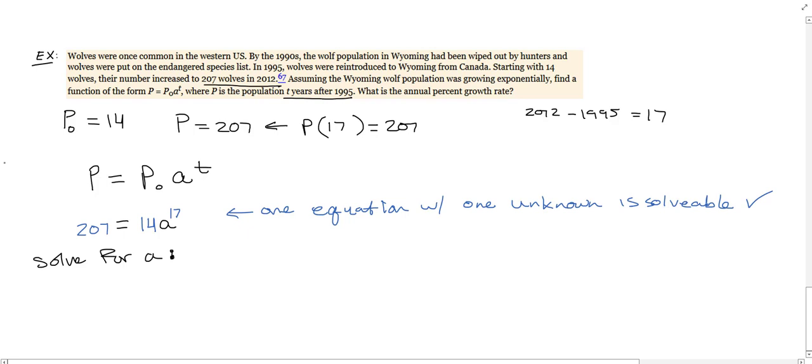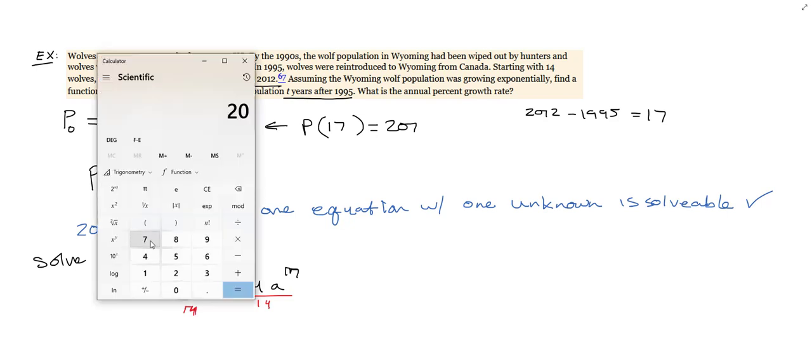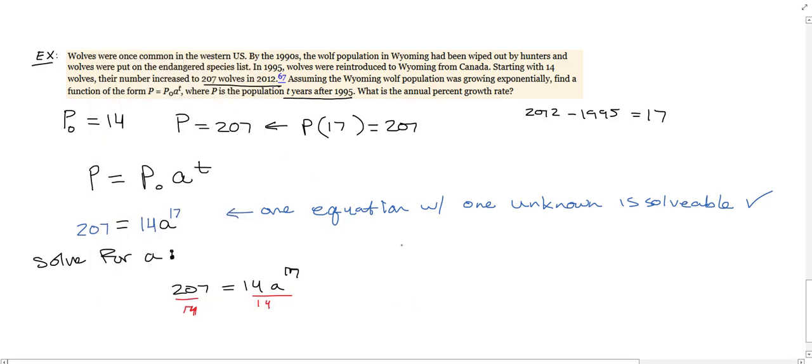Alright, so what we're going to do first is try to get a isolated by dividing. So 207 equals 14 times a to the 17th power. And so I'll just divide both sides by 14. Okay, and so that's going to give me not a nice number. It's 14.785. It keeps going. So we're going to leave it as a fraction. So I'm just going to rearrange. A to the 17th power is 207 over 14. So we're going to leave it like that.